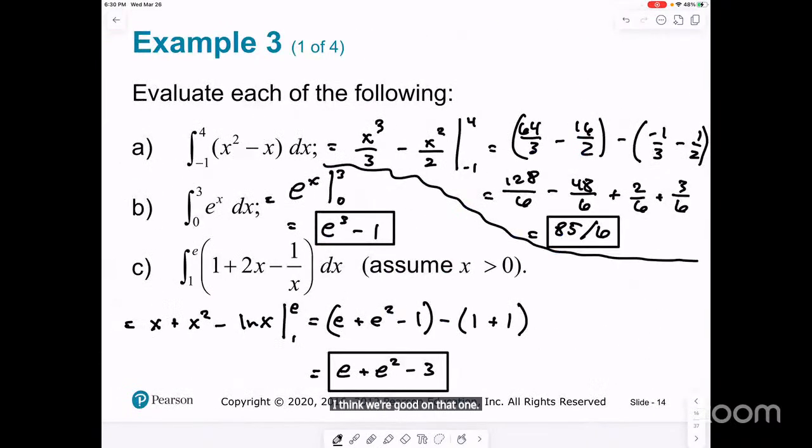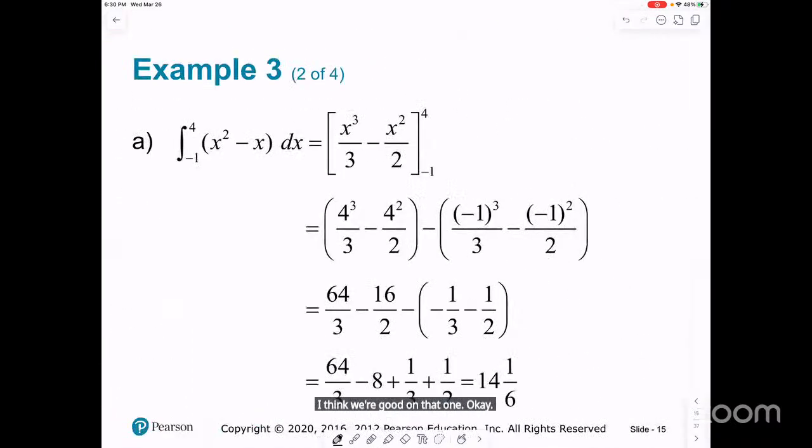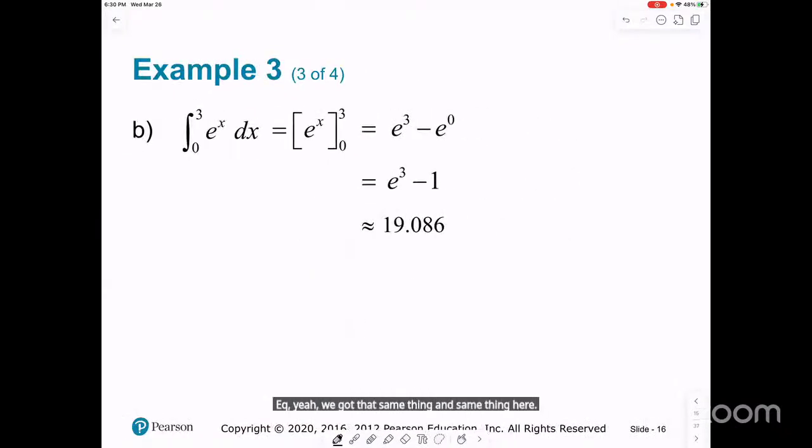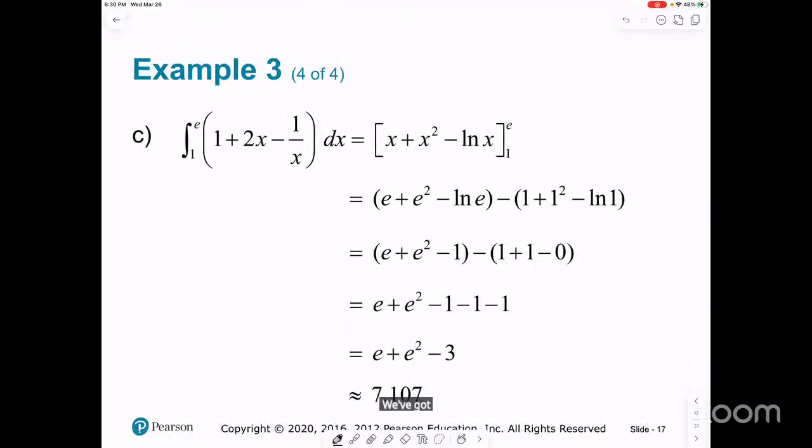Okay. E cubed, yeah, we got that same thing, and same thing here. Okay. So I got a good amount of slides. Let's keep going. Quick check is an exercise for you all.